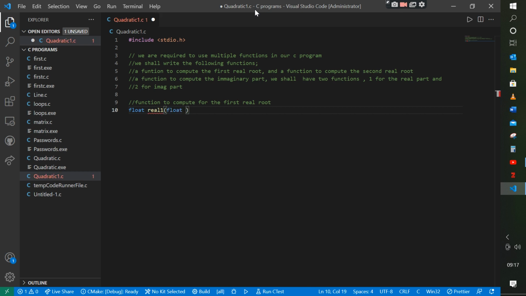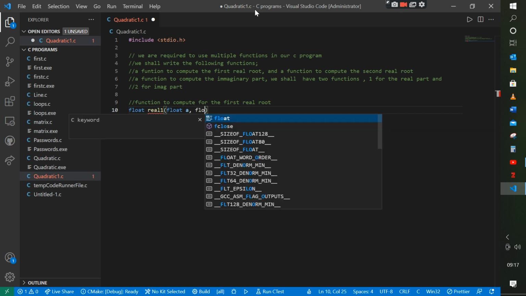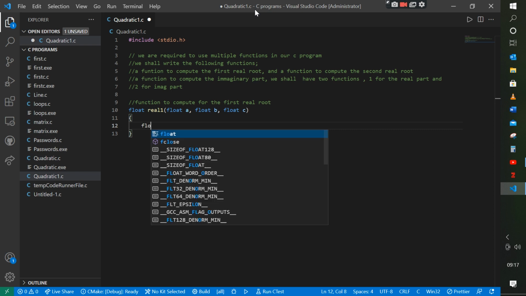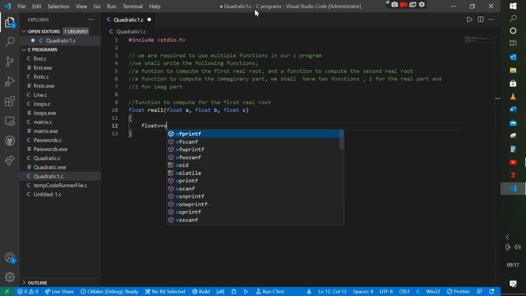A quadratic equation is of the form AX squared plus BX plus C. So we shall use the coefficients A, B, C. Now we open the curly brackets. Remember, when you're computing the first root, we shall have negative b plus or minus root b squared minus 4ac over 2a.